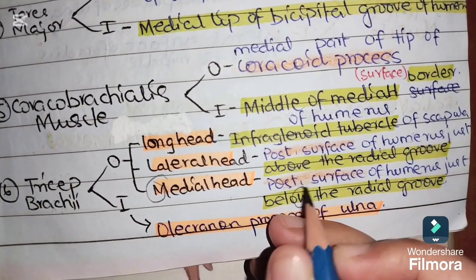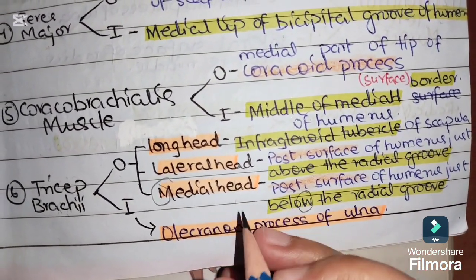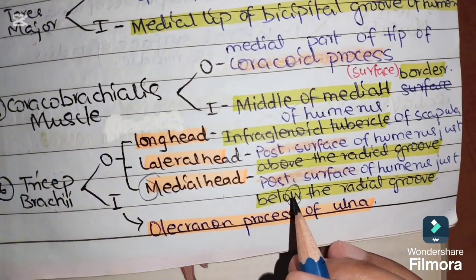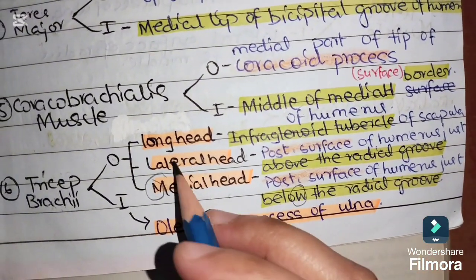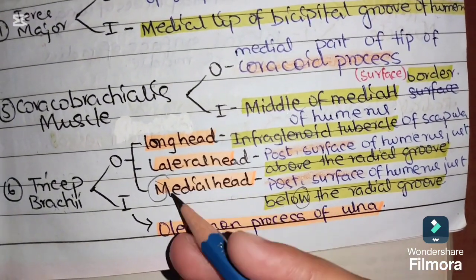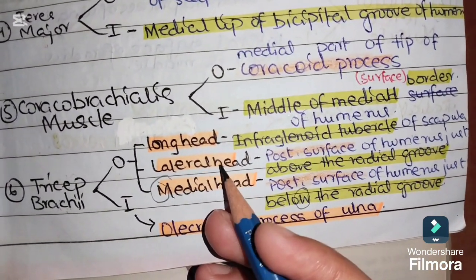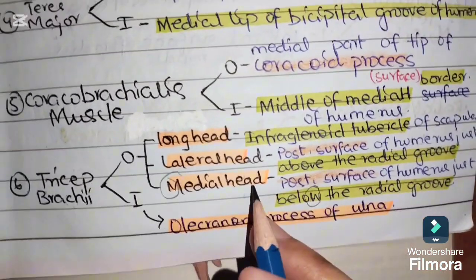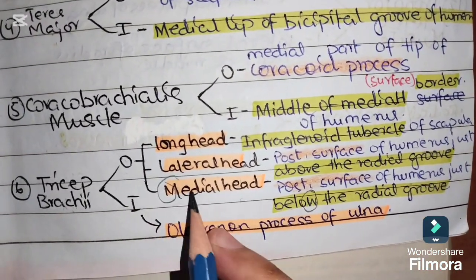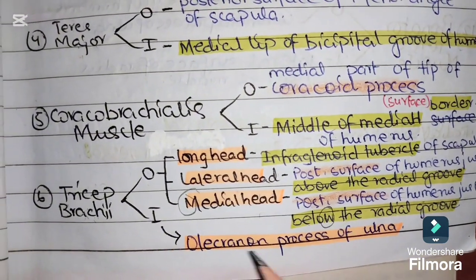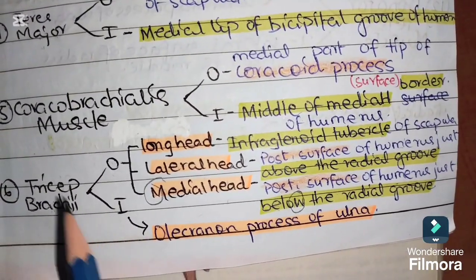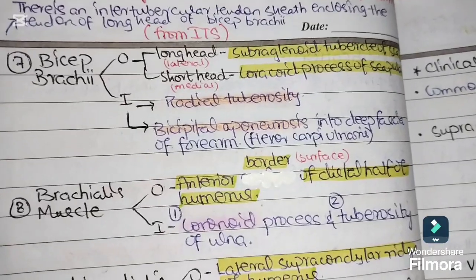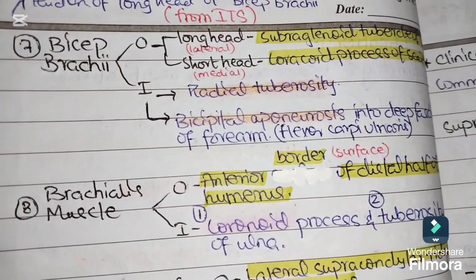So this M and W you can relate, and keep this in mind that the medial head is present below the radial groove and the lateral head, which is obviously the opposite of medial. So yeah, the lateral head is originating above the radial groove. Alright, it's a funny thing, but you can make such relationships to keep things in mind. The triceps brachii inserts in the olecranon process of ulna. And we have the biceps brachii.